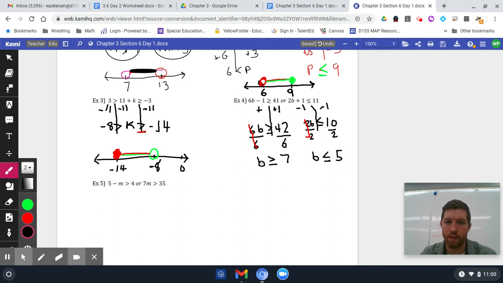Okay, now I need to graph these two, and now it's an or statement. It's an or statement, so I know I'm going to have my graph. 0, this should be my 5 right here somewhere. Then my 7 somewhere over here. These are both closed circles because they're greater than or equal to. So they're both closed.